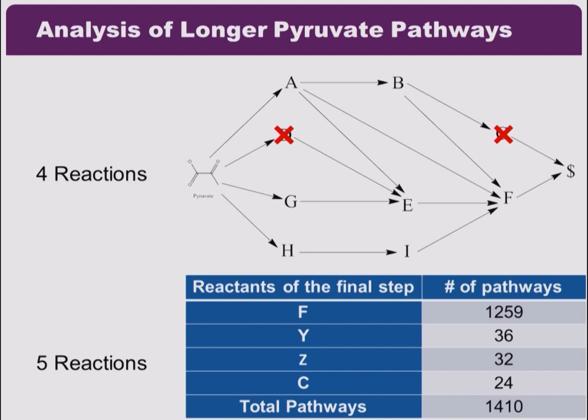All the pathways do. So we were wondering, is this just because we looked at rather short pathways, or is this going to be true for longer pathways? So we looked at 5-step pathways. We found that this was still true. Of the 1,400 pathways that are 5 steps, over 1,200 of them went through this step. So this reaction step seems to be the key to finding new ways to make this compound.